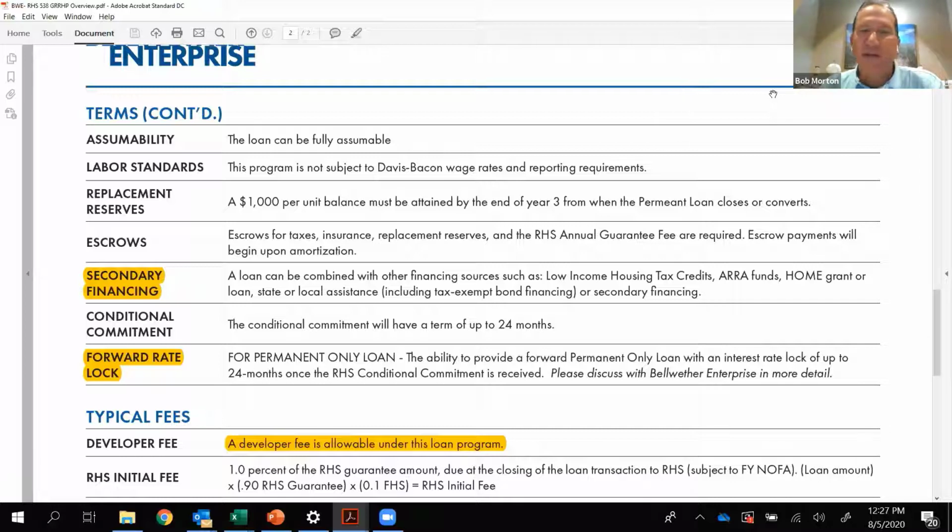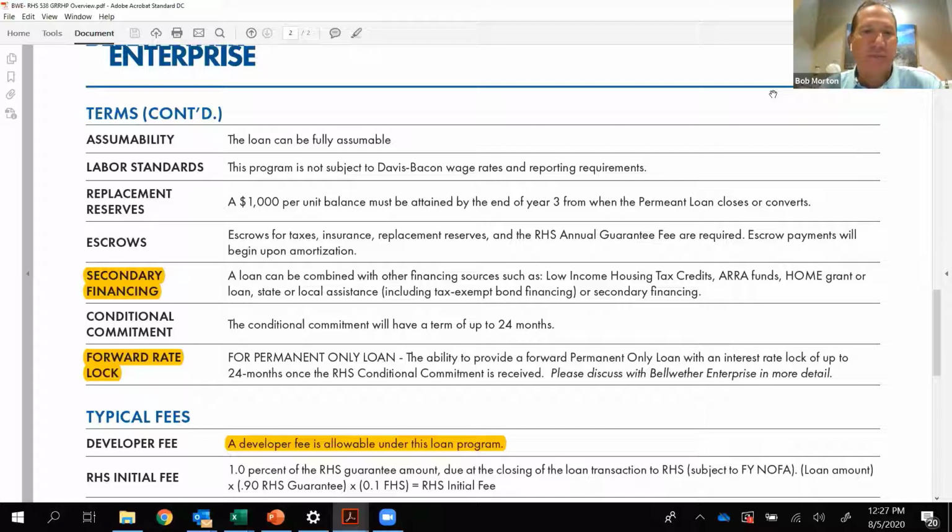But we have been doing a handful of 515 deals. We're working on a couple of them right now where they have no tax credits, and the projects are in okay condition, but they do need some renovation and rehab, and they're not looking to achieve tax credits. So they're looking for just the 538 to come in and supply some meaningful source of capital to do some moderate renovation, is what I call it, to the properties.